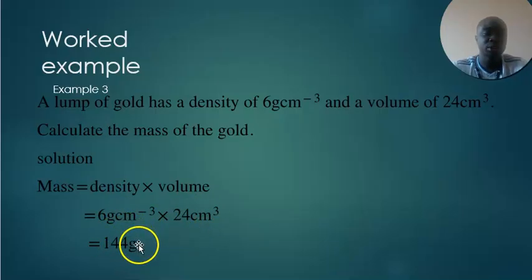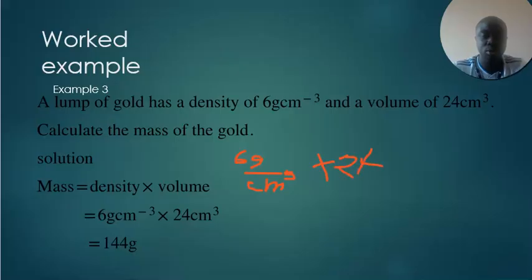Now this is how we got the gram. Realize that this is 6 grams per centimeter cube, so 6 grams over centimeter cube, times our 24 centimeter cube.